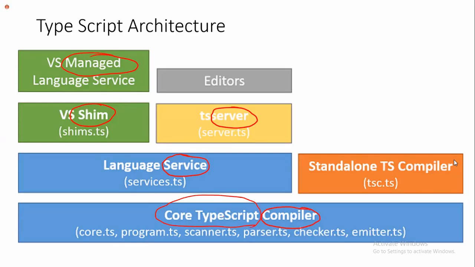TypeScript actually has two compilers. One is the standalone TypeScript compiler and the other is the core TypeScript compiler. The meaning of compiler everyone knows. In computer programming, a compiler is responsible for translating the high-level code into the machine level.